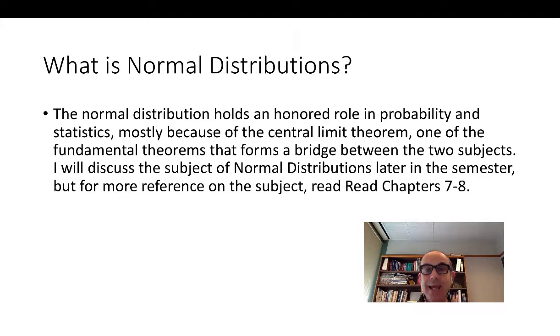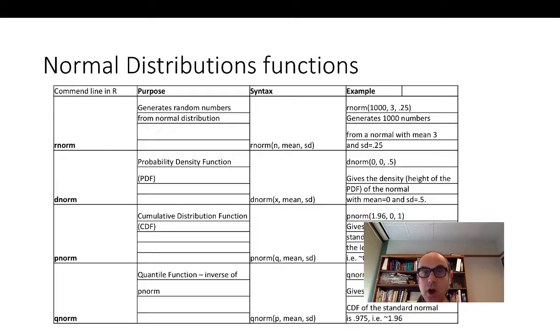And the idea here is that if you have a sample and you show the distribution, it shows that the distribution of all the components has equal normal distribution, and I will talk about that later on. Read chapters 7 and 8, and I'll give you also references in the notes.